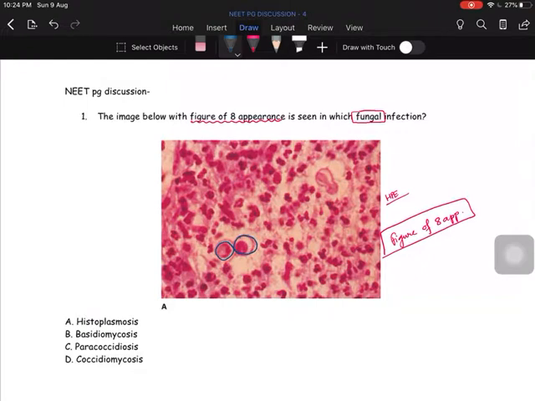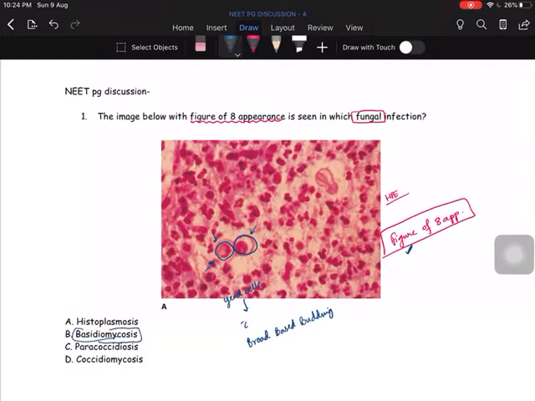So we have yeast cells, these are yeast cells with broad based budding, and they have proper thick walls. This is known as the figure of 8 appearance, and this is characteristically seen in blastomycosis.